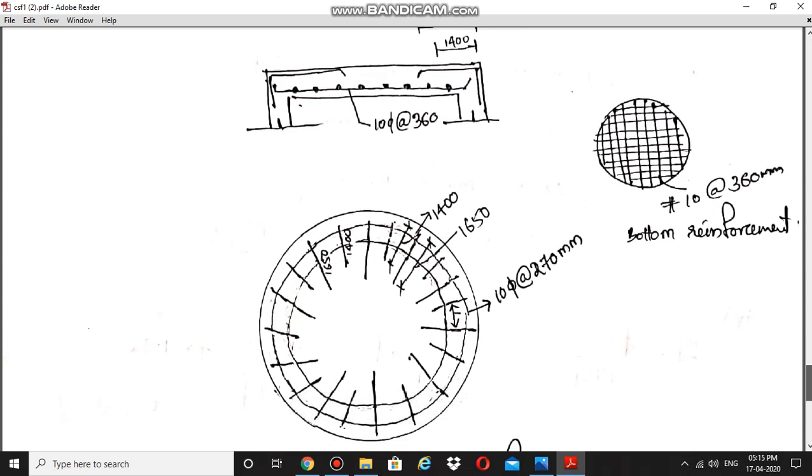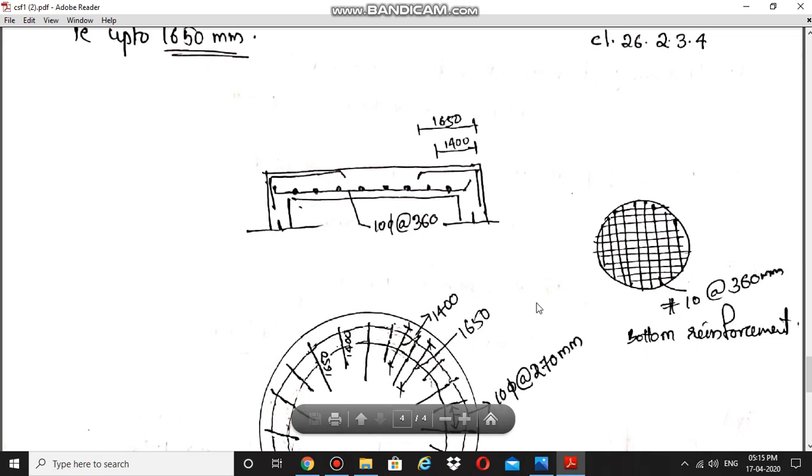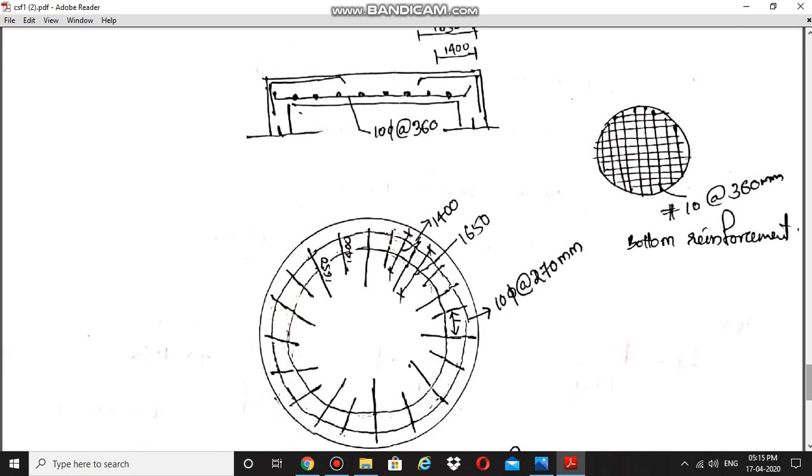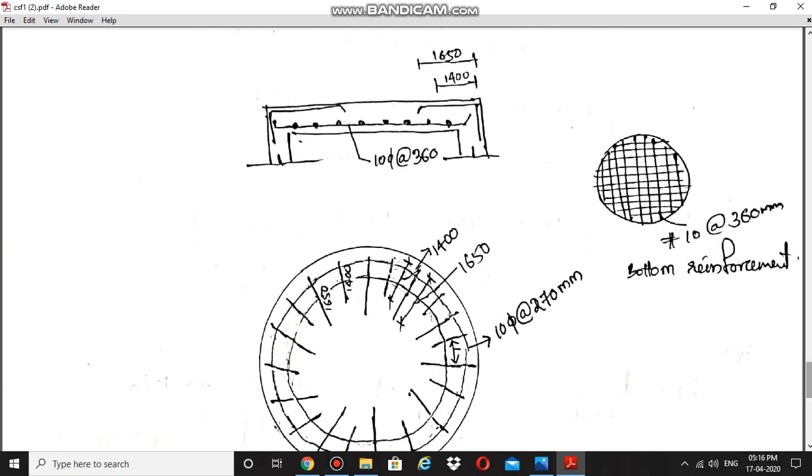Then this is the plan of top reinforcement. Because radial tensile stress is developed in the section, since it is a fixed slab, there is a radial tensile stress at the top. So we are providing this radial reinforcement at the top, as represented in this figure. There is also bottom reinforcement that we have already designed, mutually perpendicular reinforcement, 10 mm bars at 360 mm, that we initially found out. So these are the reinforcement details.